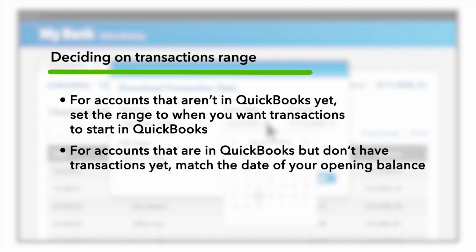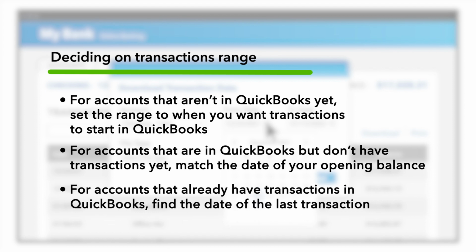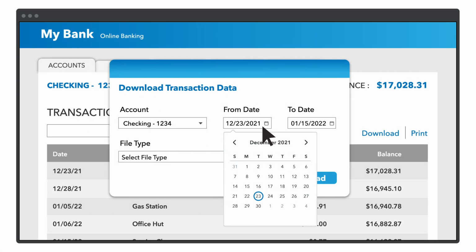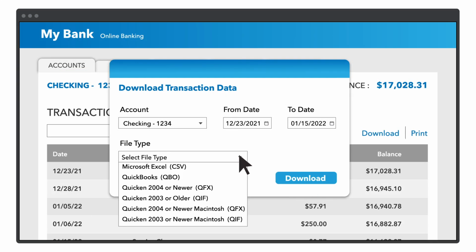If you've already added your account to QuickBooks, but haven't added any transactions yet, then have your transactions go back to match the date of the opening balance of your account when you set it up in QuickBooks. If your account is in QuickBooks and you've already added transactions to it, then find the date of the last transaction and select the next day. Once you set your date range, download the transactions to your computer.